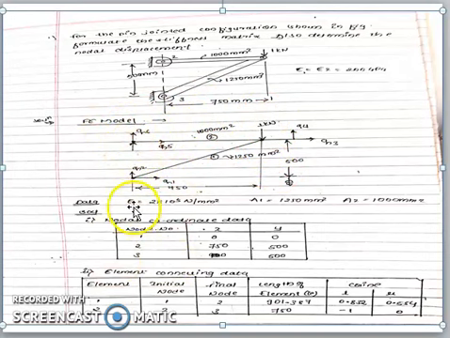Now E is given, that is Young's modulus. It is common for both elements. The area of element 1 he has given directly, that is 1250, and area 2 is 1000 mm square. Now nodal coordinates. How many nodes are there? 1, 2, 3. So write 1, 2, 3.